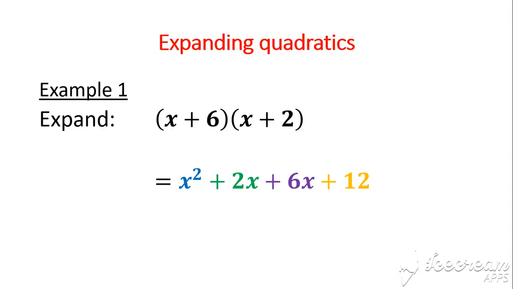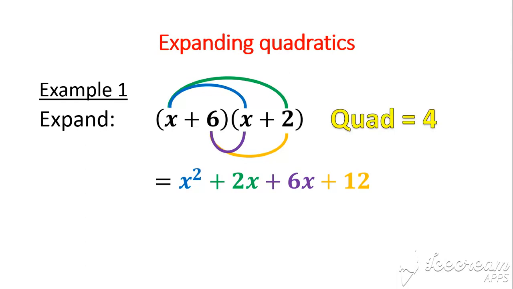So notice we have done 4 rainbows. To help you remember, the word quad means 4. So just think when you expand these out, you're going to do 4 multiplications.